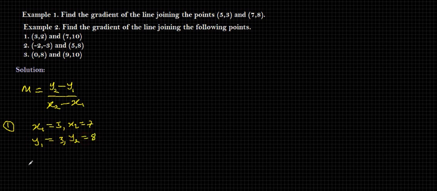So by solving this now, we're going to be substituting our value of x and y respectively into the formula. So y2 here, we have it to be 8 minus y1, which is 3, divided by x2, which is 7, minus x1, which is 5. So solving this now, 8 minus 3, we are going to have to be 5, divided by 7 minus 5, which is 2. So this is our gradient. The answer there is 5/2.